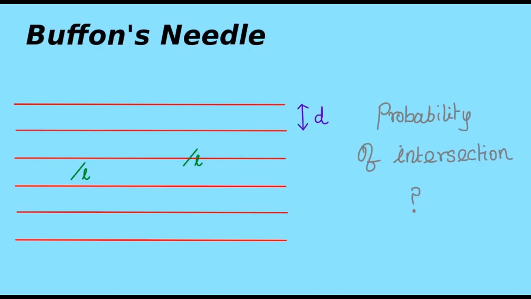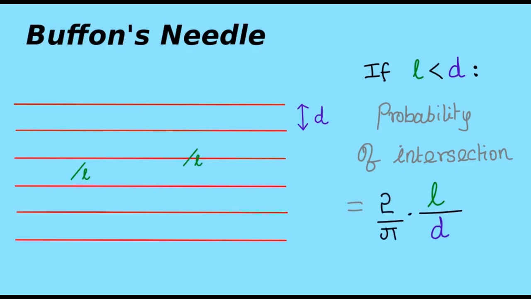That is, in a rough way, the probability of intersection is directly proportional to the length L of the matchstick and inversely proportional to the distance between the grid lines, that is d. In fact, if L is less than d, the probability is exactly this: 2/π multiplied by L/d. So if we throw a standard number of matchsticks of the same length on these grid lines at random, we can guess the number of intersections that can happen based on this probability.